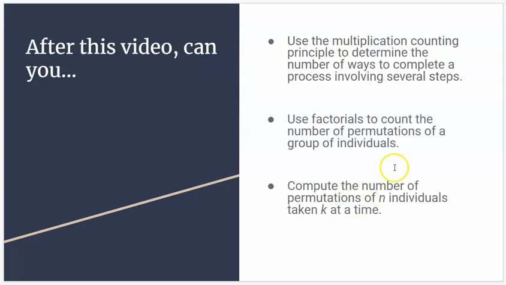And that's the lesson. So after this video, can you use the multiplication counting principle to determine the number of ways to complete a process involving several steps, and then use factorials to calculate the number of permutations of a group of individuals, and compute the number of permutations using the formula? If you think you can do all of that, then you've prepped well, and I will see you in class.